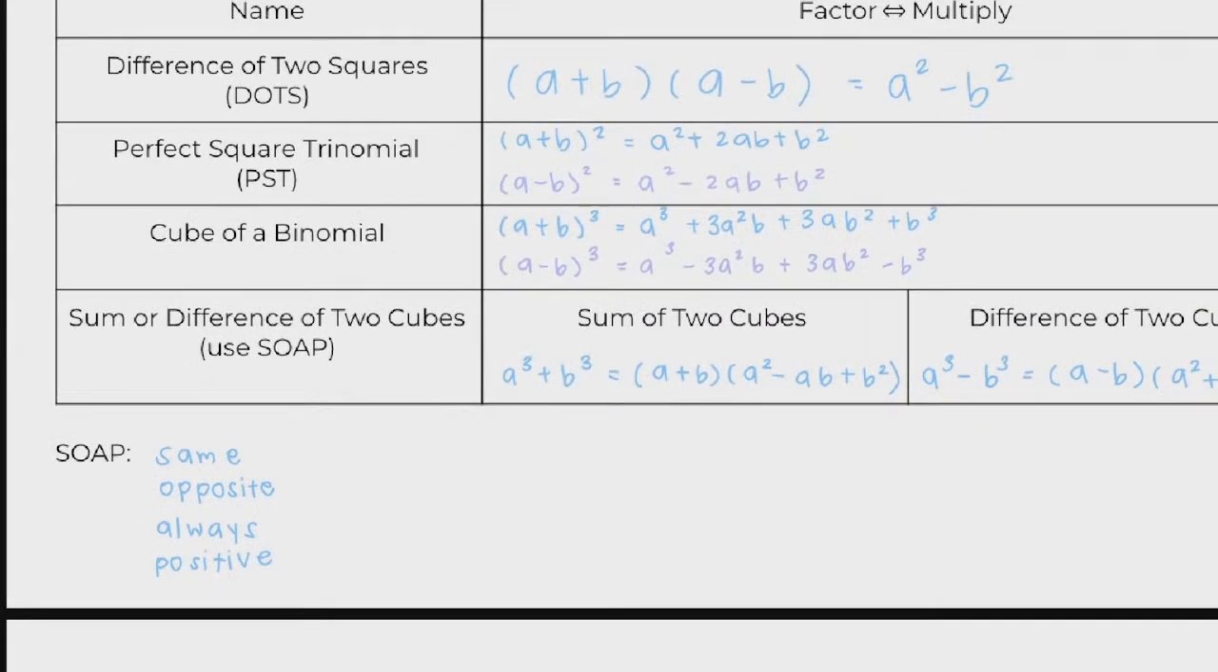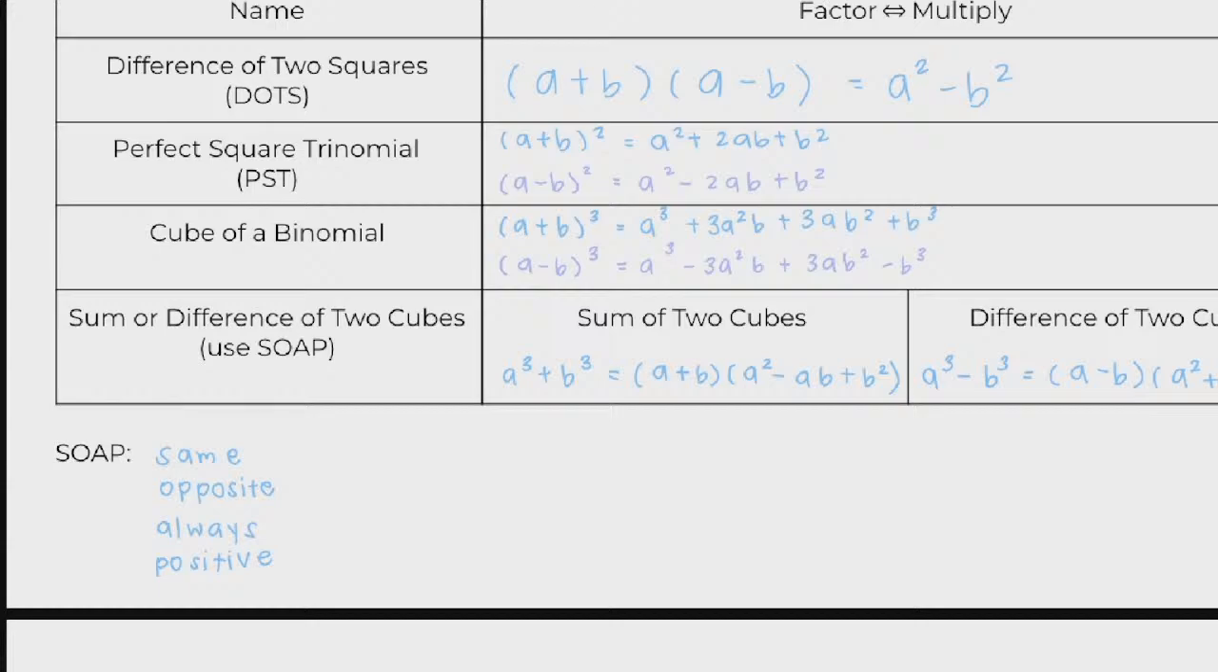And the last two are the sum or difference of two cubes. So what you want to use is SOAP. If you have a cubed plus b cubed, that's going to factor into a plus b times a squared minus ab plus b squared. SOAP stands for same, opposite, and always positive.